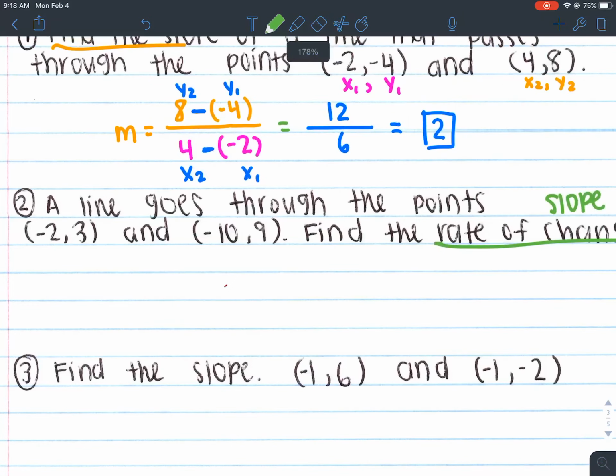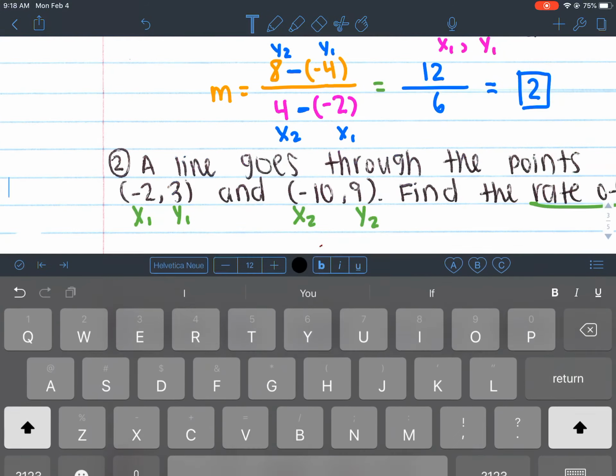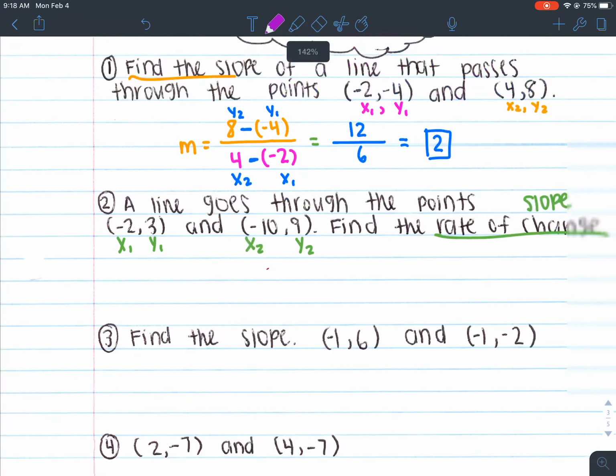Okay, let's go ahead and label our points. We have x1, y1, x2, y2. I want you to label those points. Every time you see points, you want to label them, always, so that you can remember. Get in the habit of it. It's going to be really beneficial for you.